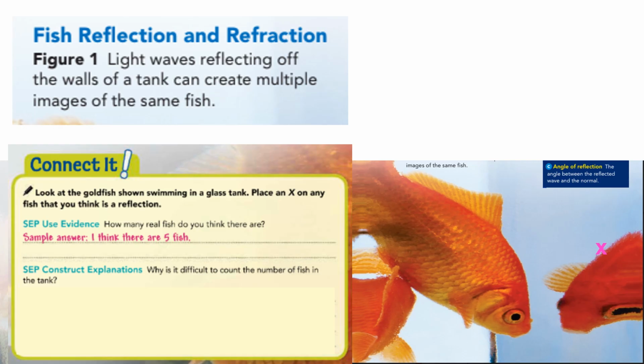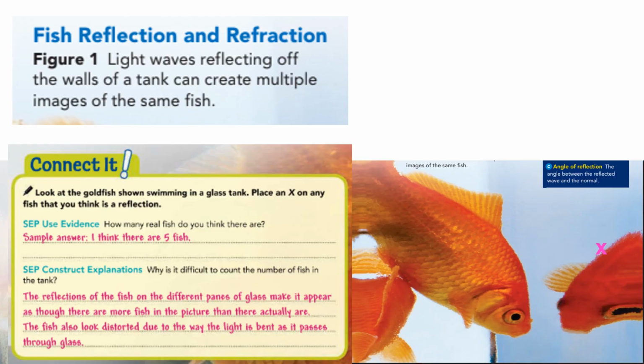So why is it difficult to count the number of fish in the tank? The reflections of the fish on the different panes of glass make it appear as though there are more fish in the picture than there actually are. The fish also look distorted due to the way the light is bent as it passes through the glass.